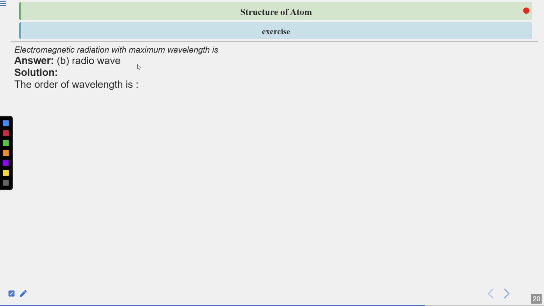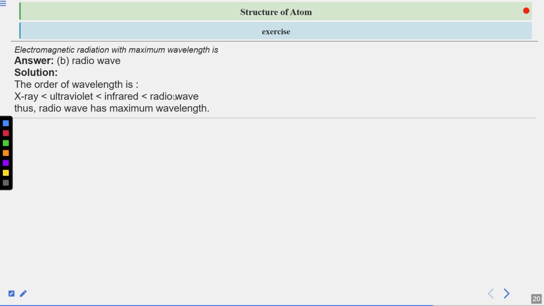So the order of wavelength can be written as X-rays, ultraviolet, infrared, and the radio wave. The radio wave has the maximum wavelength and minimum energy, whereas the X-rays have the minimum wavelength and the highest energy in the given options.